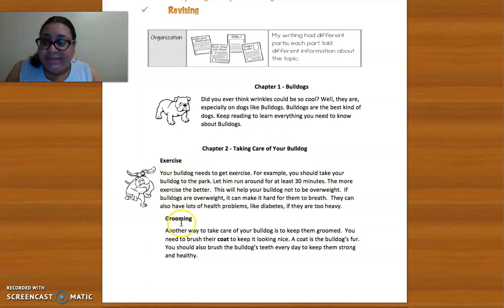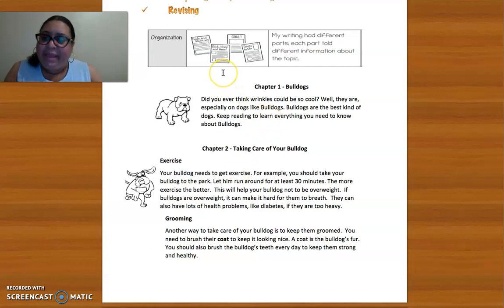So let me check this section about grooming. I have to make sure that this section has different information than this part about exercise. Grooming. Another way to take care of your bulldog is to keep them groomed. You need to brush their coat to keep it looking nice. A coat is the bulldog's fur. You should also brush the bulldog's teeth every day to keep them strong and healthy.